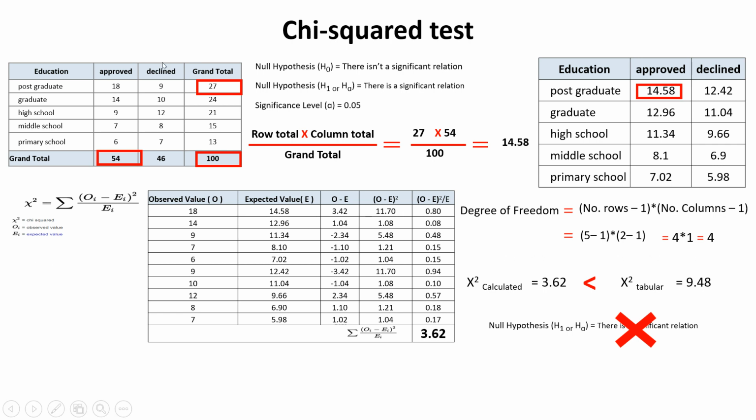There is no relation. The education is not influencing the target feature. This is what the hypothesis, this chi-square calculation, makes. I hope this is clear to you.